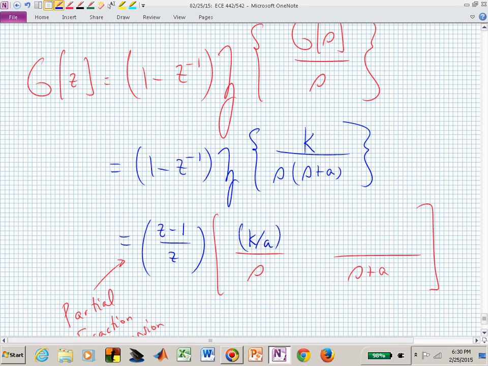Then what do we end up with on the other numerator? We now multiply the two sides by s plus a and let s equal minus a. We now have a minus k over a.